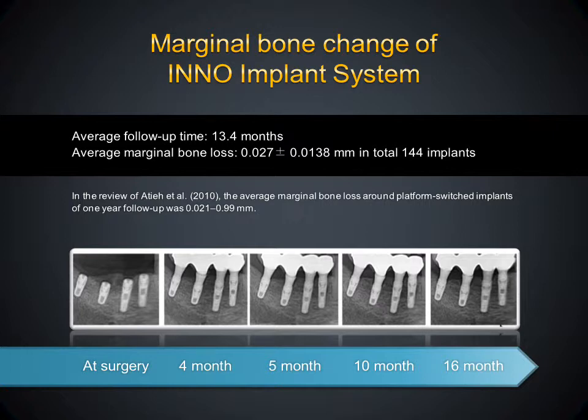Total marginal bone loss was 0.027 plus or minus 0.0138 mm. In the review of Ite et al., the average marginal bone loss around platform switch implants at 1 year follow-up was 0.021 to 0.99 mm. The marginal bone change of the INNO system was not significantly different from the Ite review.